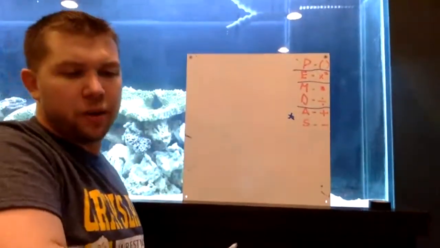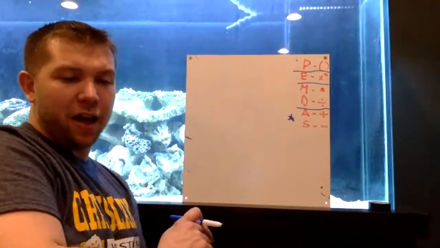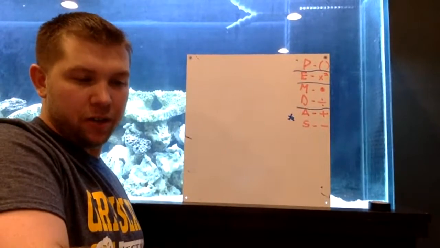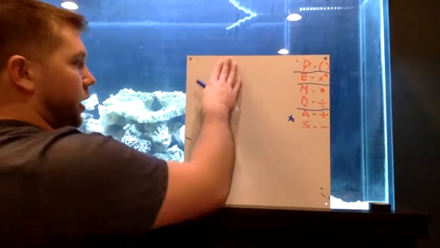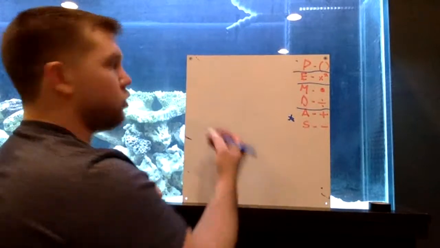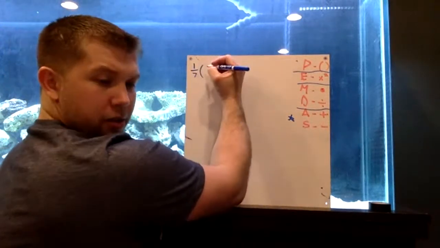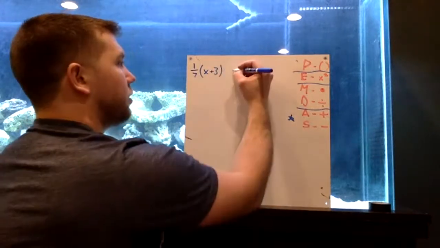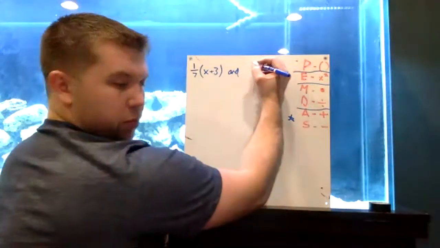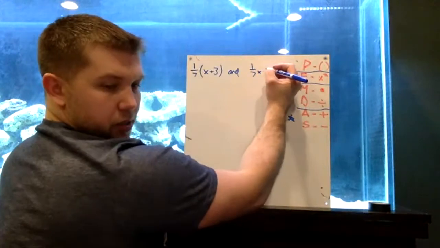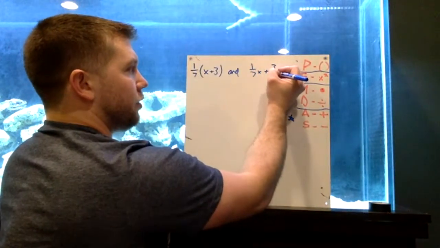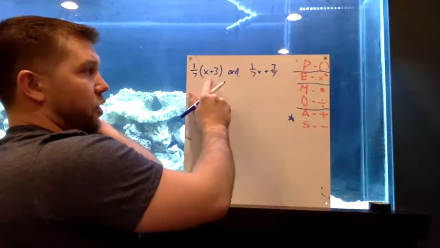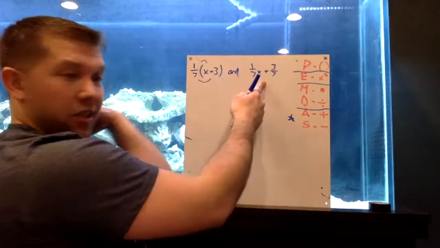So the next one says, determine that the following expressions are equivalent by evaluating for x equals 5 or by the distributive property. Explain your reasoning. So you've got a couple options here. This is the way I would recommend, because if you feel pretty confident about the distributive property, here are the two expressions, 1/7 times the quantity x plus 3, and 1/7 x plus 3/7. What I could do is distribute this 1/7 to each piece here, and see if I get this expression.